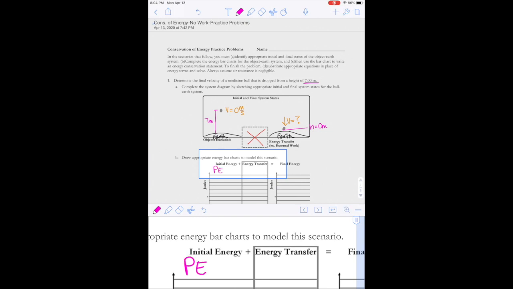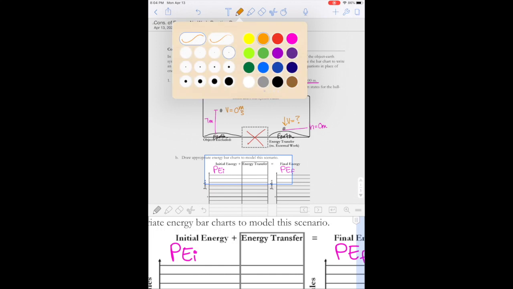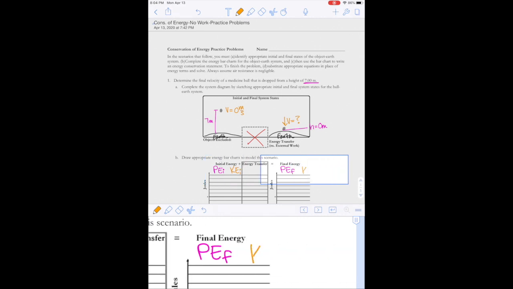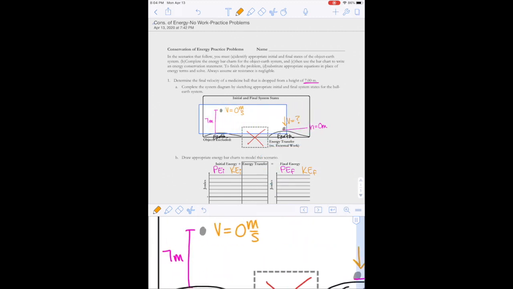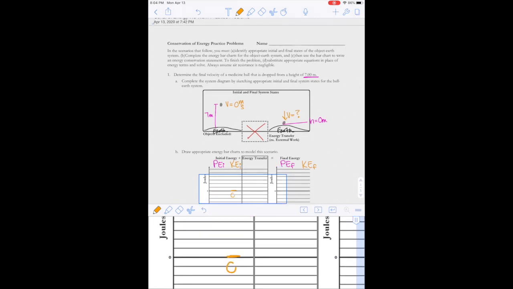All right, so then we're going to start working on our energy bar chart. I'm just filling in what types of energy we could have. We could have some potential energy, some kinetic energy at the beginning, some potential energy at the end, and some kinetic energy at the end. What I'm going to do is look back up to the diagram and ask myself, are there any zeros? Right off the bat, anytime that there is no velocity, I know there is no kinetic energy. Since our initial velocity was 0, I'm going to say there is 0 joules of kinetic energy at the beginning.